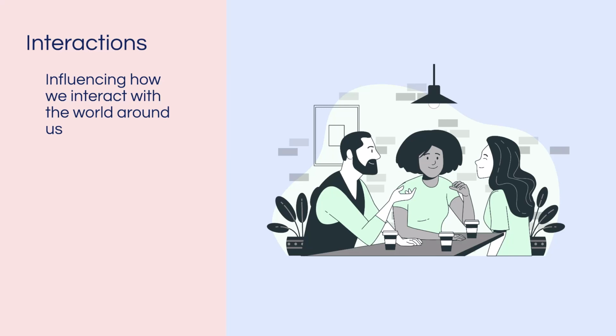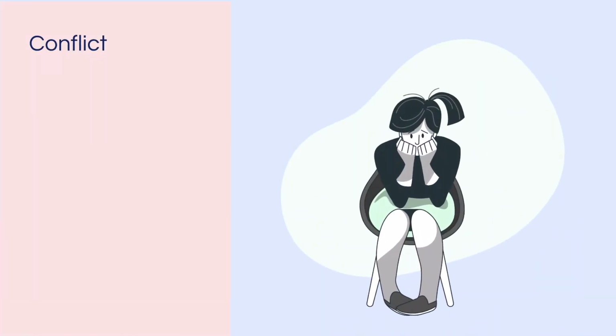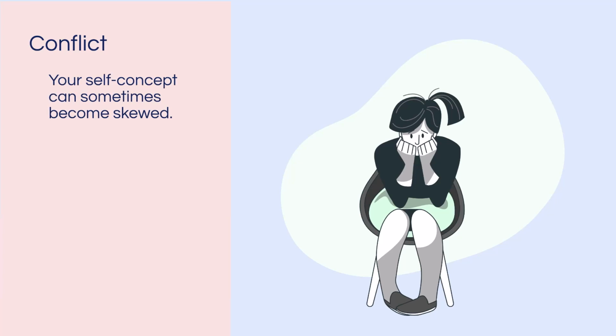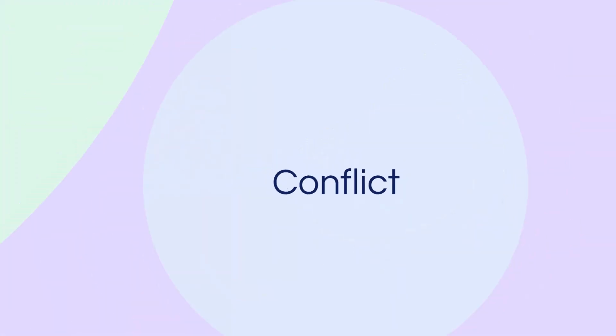Now importantly, this image is not formed in isolation, but it's also influenced by external factors. So, for example, if you're often told that you're a good team player, you might start seeing yourself as cooperative and team-oriented. However, the issue is sometimes you can have conflicts within your self-concept. And this is because your self-concept can become skewed, resulting in a mismatch with your true innate self, your organismic self, which we'll come across next. For example, someone might see themselves as adventurous and outgoing because their friends do, but in reality, they prefer quiet and routine activities. Now, this discrepancy is what can lead to feelings of inauthenticity and discomfort. So that was our self-concept.